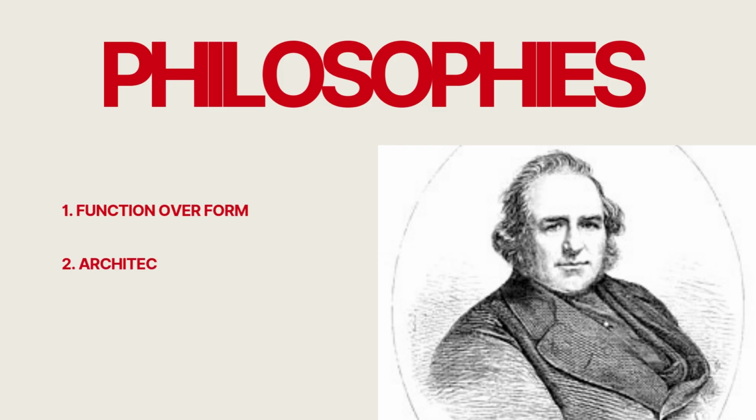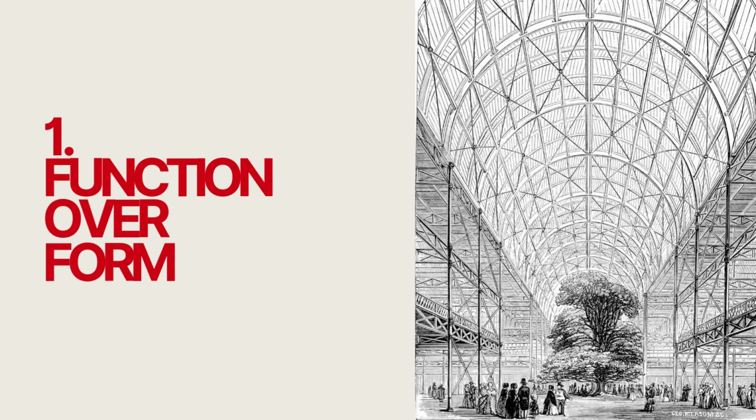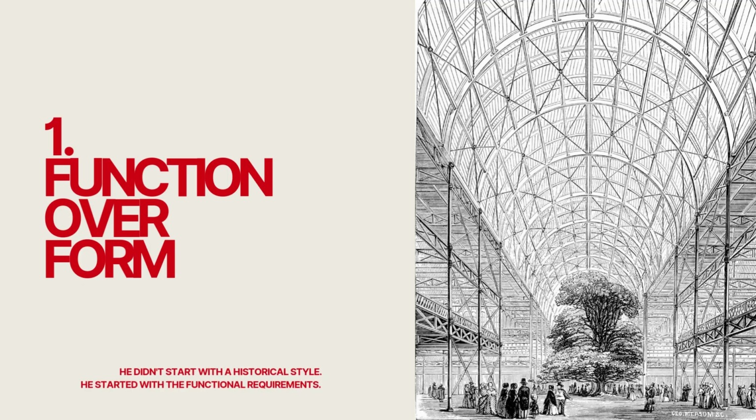1. Function over form. 2. Architecture as a system. And 3. Structural honesty. Starting with function over form, Paxton's primary concern was solving the practical problem at hand. For the Crystal Palace, the need was for a massive, cheap, and quickly assembled exhibition hall. His design was altogether subordinate to the uses of the building, and he didn't start with a historical style, he started with the functional requirements.